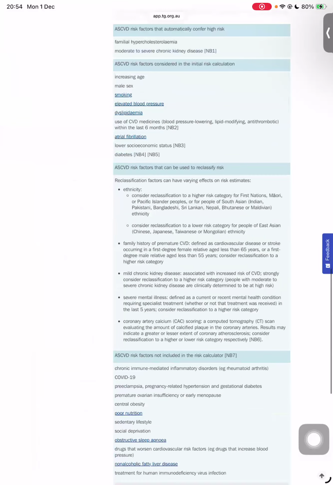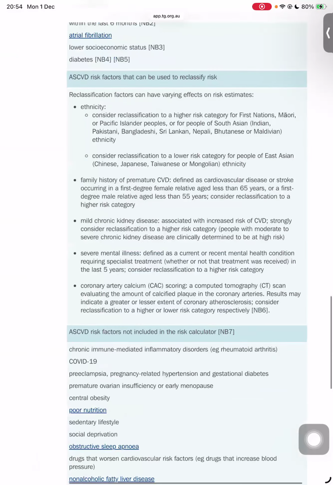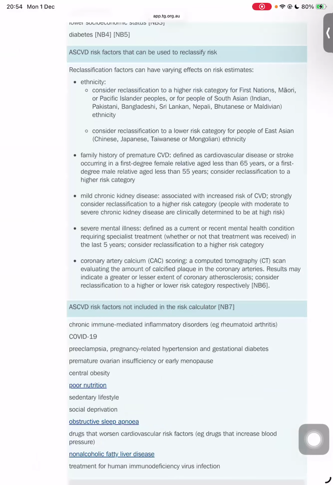Okay, so here these are the reclassify risk factors. Ethnicity: consider reclassification to a high risk category for First Nation, Maori or Pacific Islander people, or people of South Asian descent: Indian, Pakistani, Bangladeshi, Sri Lankan, Nepalese, Bhutanese, Maldivian. Those are high risk, right? But East Asians like Mongolian, Taiwanese, Japanese, Chinese are in a lower risk category.